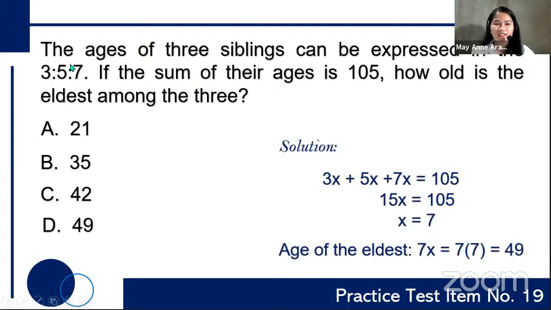Okay, so since the sum of their ages is 105, you can just equate this to 105, no? Then just get the sum of 3, 5, and 7, which is 15. So 105 divided by 15, or by the sum of the ratio here, 3 plus 5 plus 7 is 15. So 105 divided by 15 is 7. And since the value of x is 7, we're looking for the age of the eldest among the three. Which value is that? Yung may 7. So, 7 times x is 7, so you have 49. Pero anong sagot ninyo?